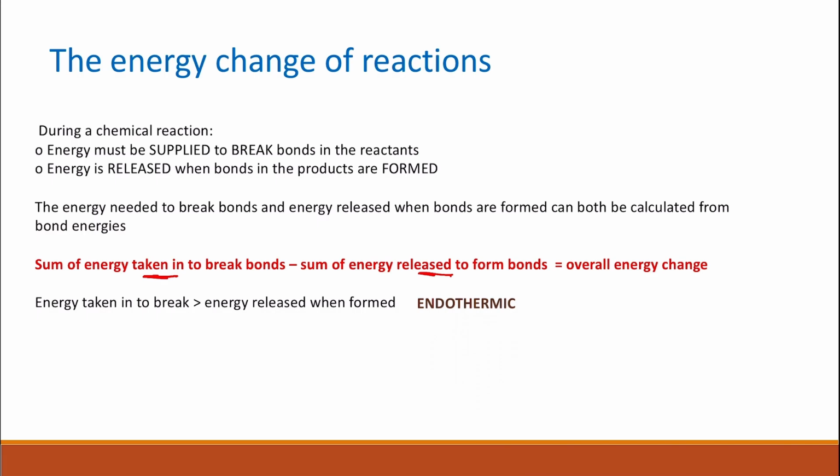And you can notice now that the difference between these two will be positive, or will be plus, so this is an endothermic reaction. The second scenario, if the energy taken in to break the bond is less than the energy that is released when the bond is formed, so the overall difference will be more energy released. So this is an exothermic reaction, and the difference between these two values will be negative, or the minus. This is the exothermic reaction.